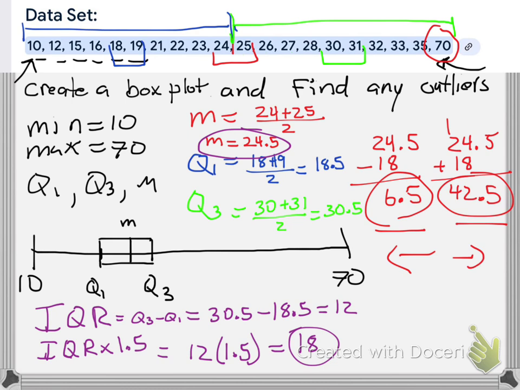So if we look at this here, our lowest number is 10. So that means 10, which is our lowest number, is not an outlier. So we know that there are no outliers to the left. But if we look at our right side, we have 42.5. 70 is well above the 42.5. So we can tell that 70 is an outlier. And that's it.